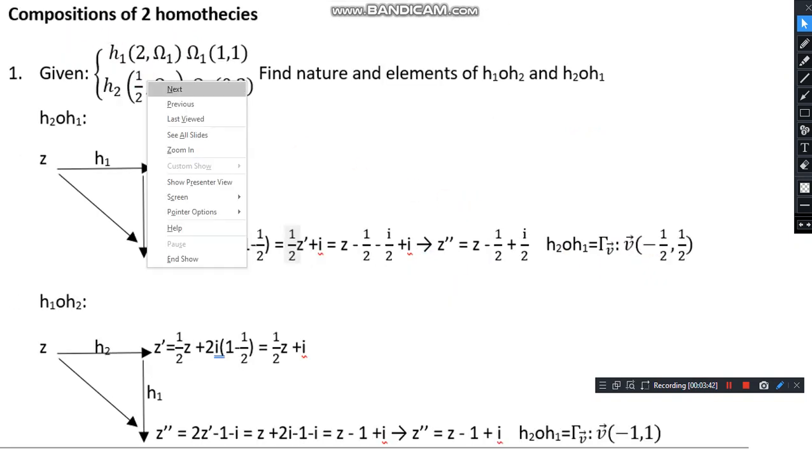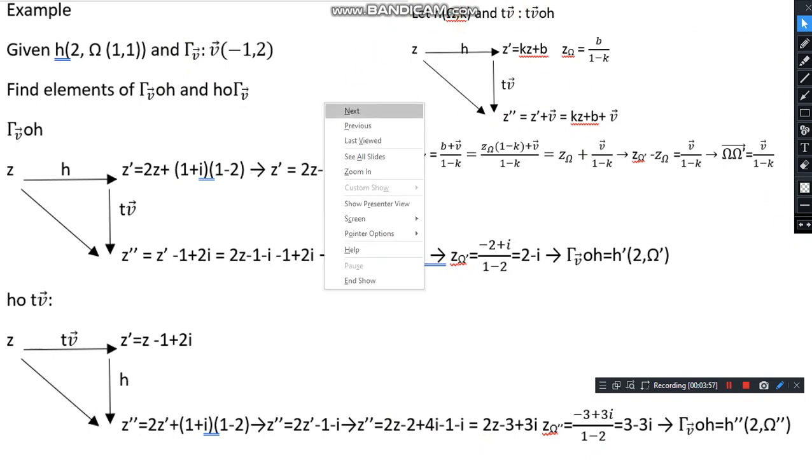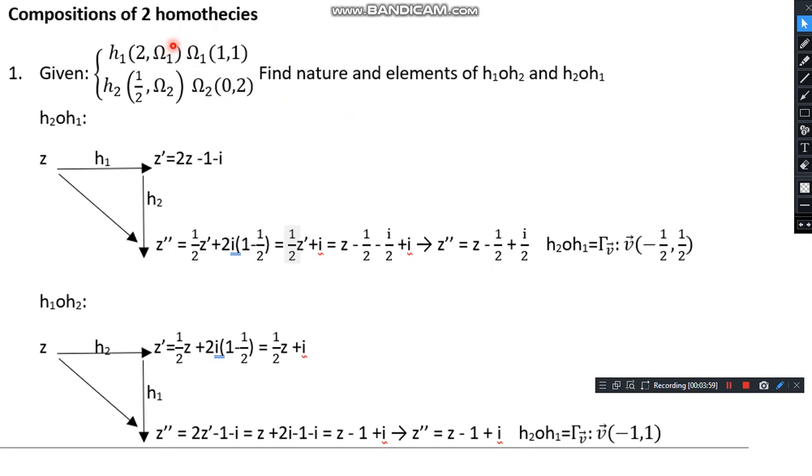Now something else. Here you have the general formula of the homothecy and translation. No need to memorize it, because in problems we need to deduce these directly, not memorize. Here we're going to have composition of two homothecies. We have two cases. If you have these two homothecies and the product k1 times k2 is 1, like here 2 times half is 1, so we're going to have a translation. We don't have a homothecy anymore.